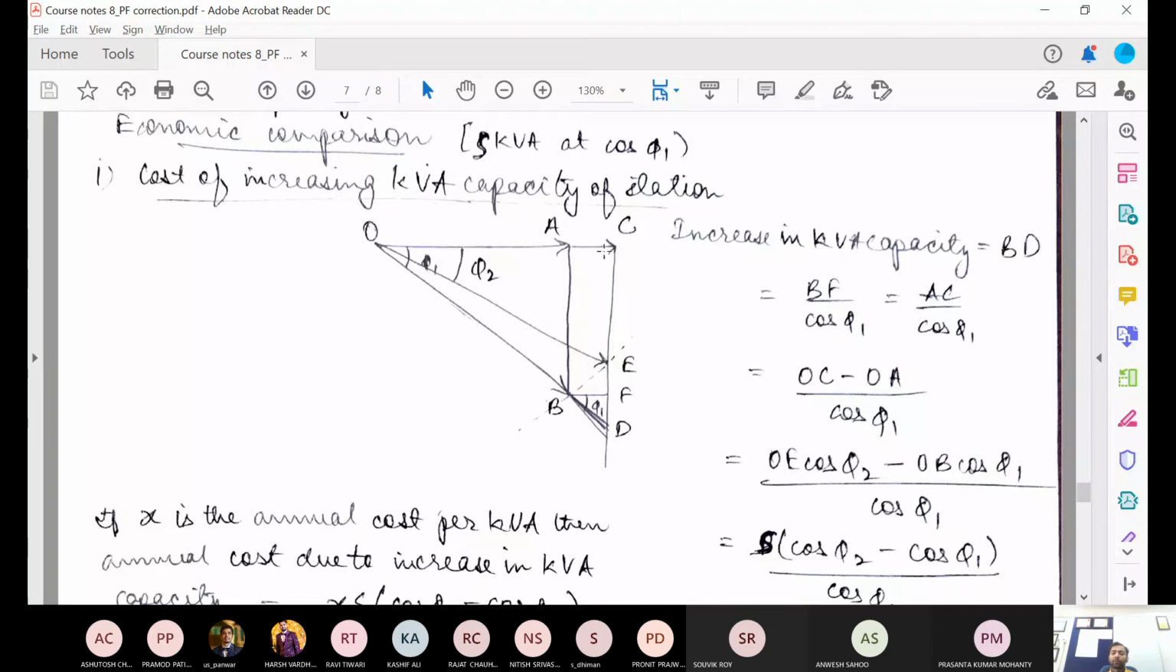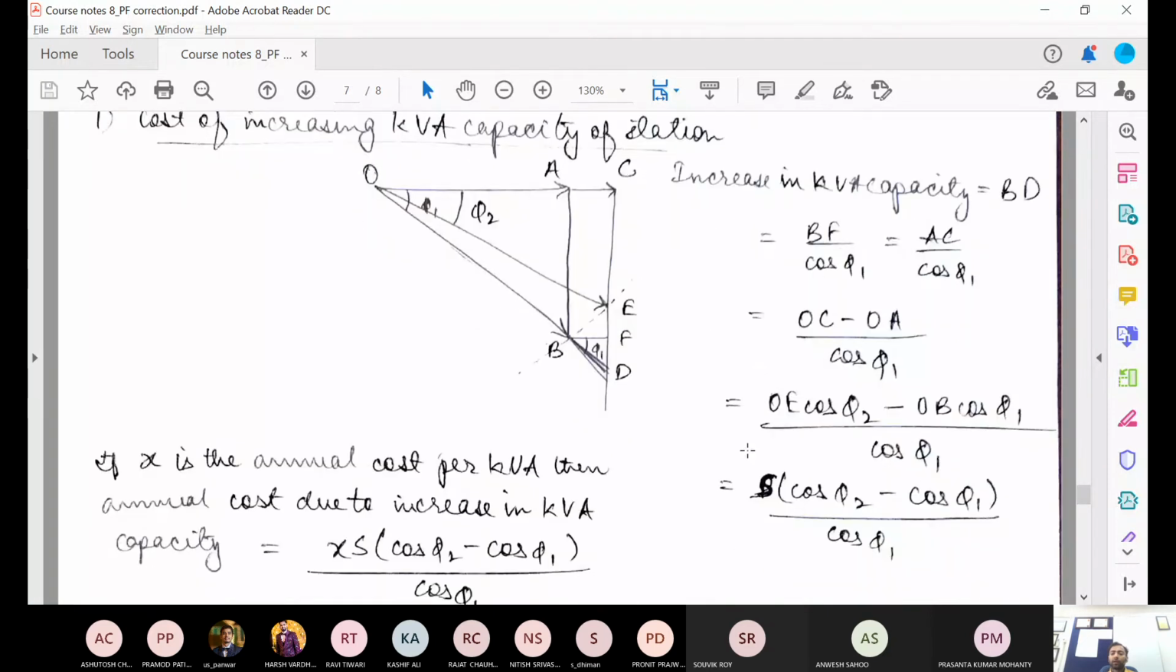BF is nothing but the same as AC, or AC can be expressed as OC minus OA. So you can write it in this form, and OC you can write as OE cos phi 2 from the OEC triangle, and OA you can write as OB cos phi 1 from the triangle OAB. So ultimately it becomes this, and because, as we said, OE and OB are the same, you can take it out as common.